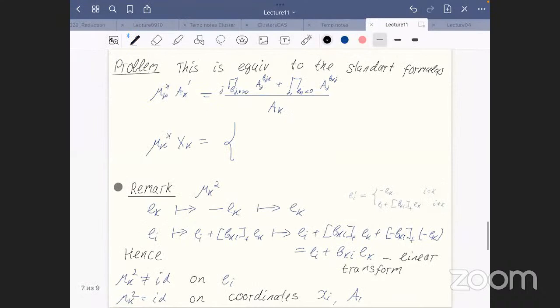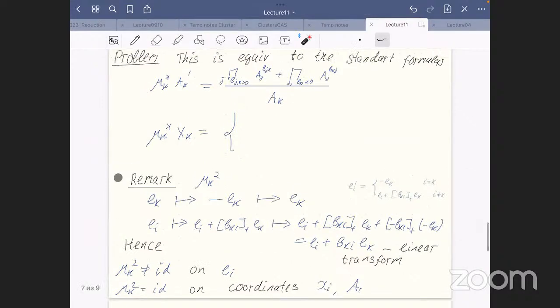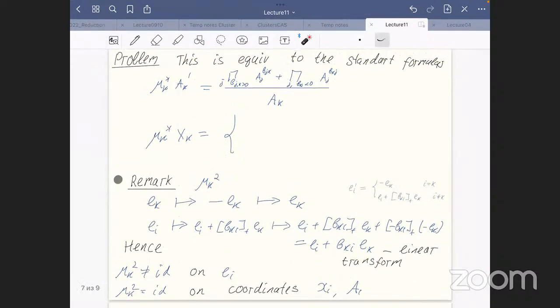Any questions? It also preserves the combinatorial part of Bij, right? Yes, yes. So this transformation preserves the payload.